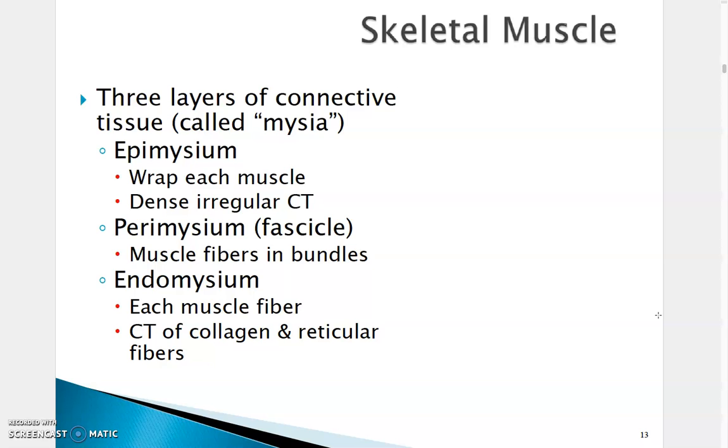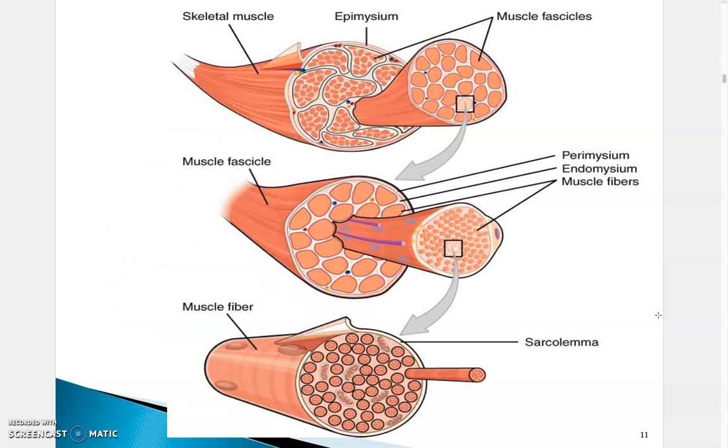Okay, so skeletal muscle has 3 layers of connective tissue that cover each part of it. The muscle as a whole is covered in epimysium, and then a muscle fascicle is covered in perimysium, and a muscle fiber, which is an individual muscle cell, is covered in endomysium. So this here at the top is one muscle, and that's covered in epimysium. You can see this lining here on that side, that's called epimysium.